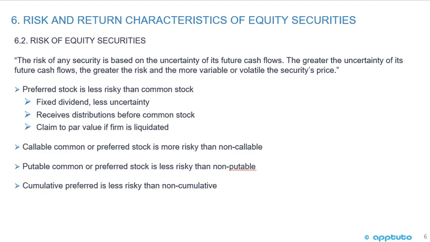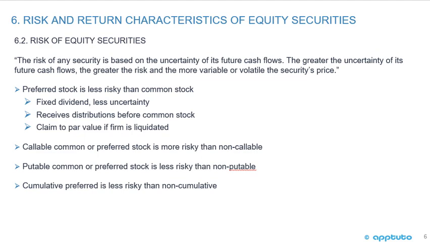Callable common or preferred stock is more risky than non-callable. Why is that? Because remember, the call option is with the issuer. They have the right to call the stock back, but not the obligation to. Okay, but they've bought that right from you, so the price of your callable common would be less than a similar common share without that option.